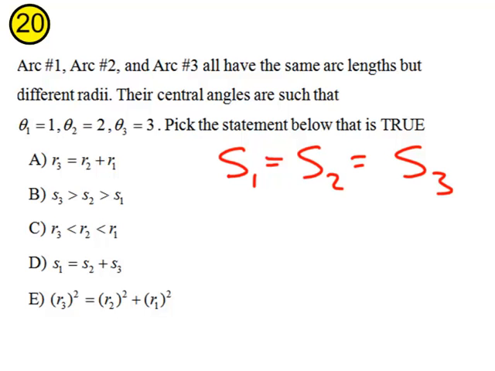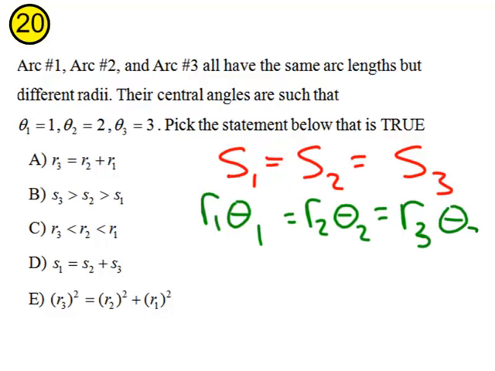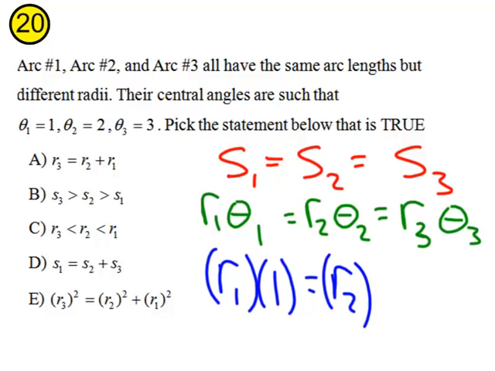S equals R theta comes into the picture all the time when we're dealing with arcs. So let's go ahead and write that as R1 theta 1. Notice that neither the radius nor the theta is claimed to be equal for these different arcs. So these arcs do not all share the same theta nor the same radius, so I'm going to label them all with subscripts. Let's substitute in the values that we're given. Theta 1 is 1 radian, therefore R1 times 1 equals R2 times 2 radians equals R3 times 3 radians.